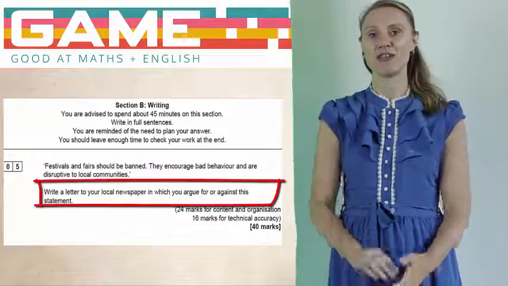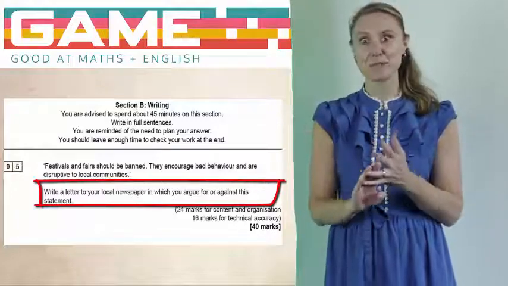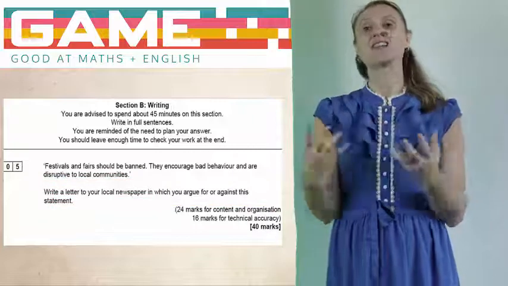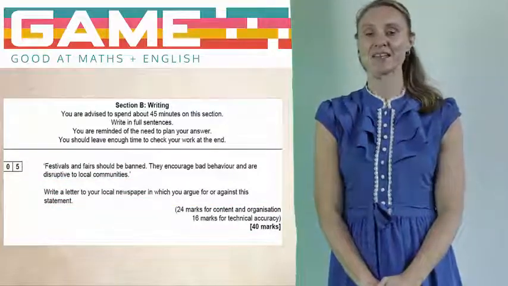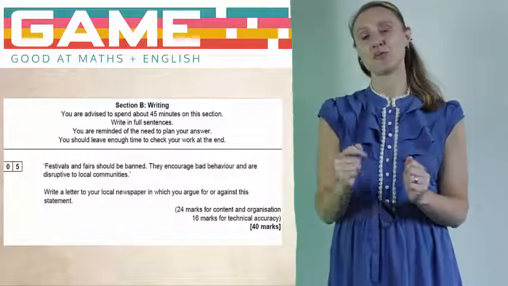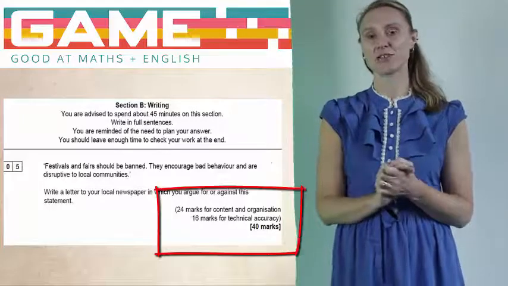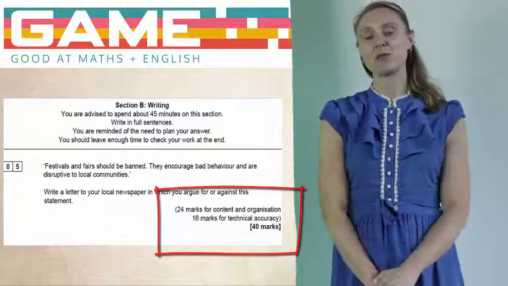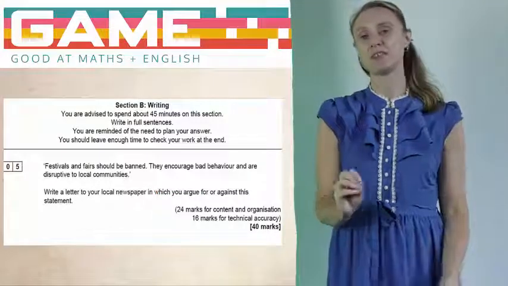You could be asked to write an article, you could be asked to write a speech, you could be asked to write a letter, you could be asked to write an essay, any other number of non-fiction texts. But the mark scheme's exactly the same. So you're still going to be rewarded 24 marks for content and organisation and 16 for your technical accuracy. It's well worth remembering that it is quality, not quantity.